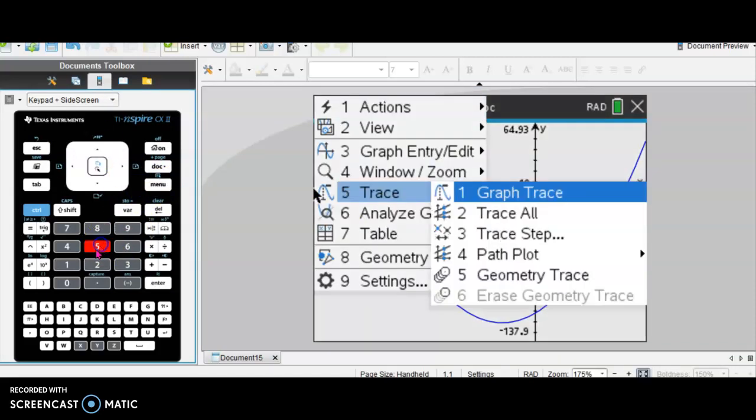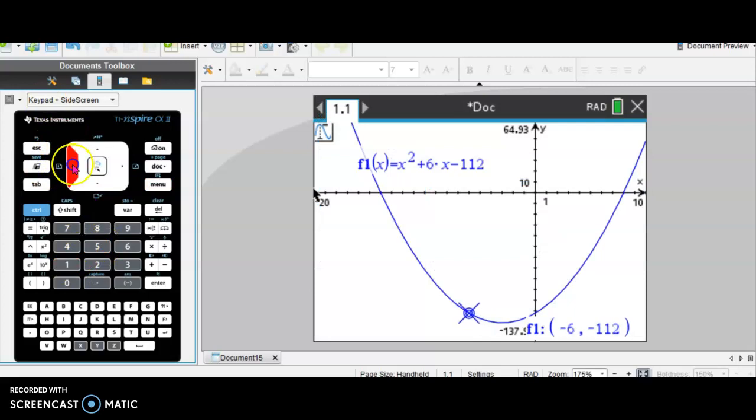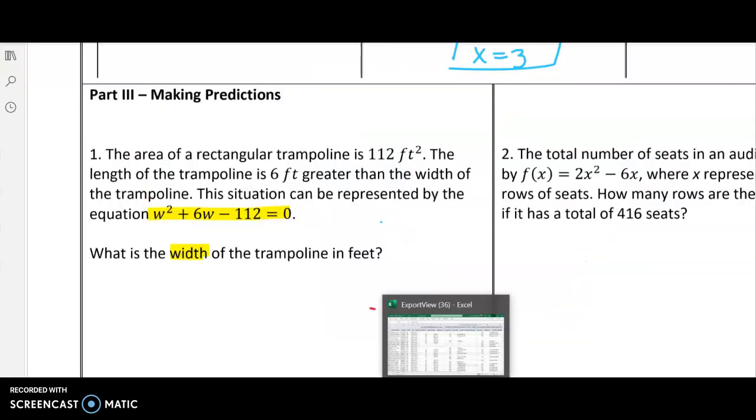Menu, 5, 1. I'm going to go to the left to find the root on the left. It may take a moment because it's going a little slowly. -14. And now I have to go all the way back to the right to get the other one. So keep that in mind, -14 is one of the zeros. The other 0 is 8. So I'm going to write those down. One of my solutions, and remember we're solving for W, not really X. We got -14 and we got 8.